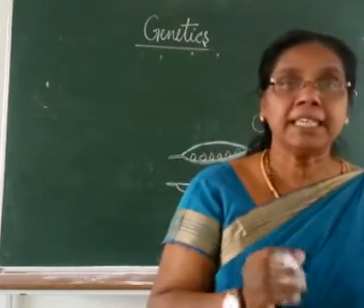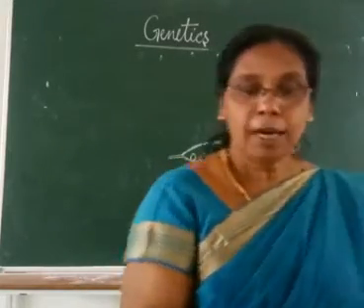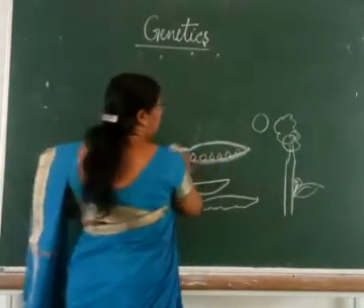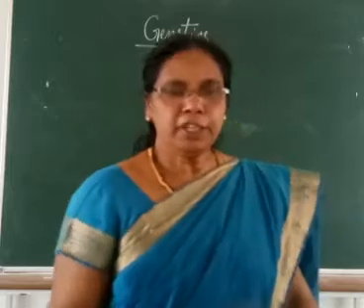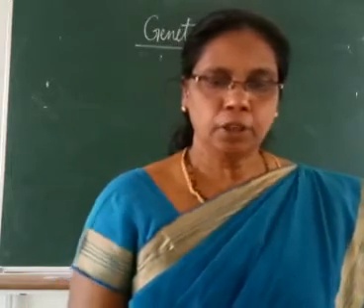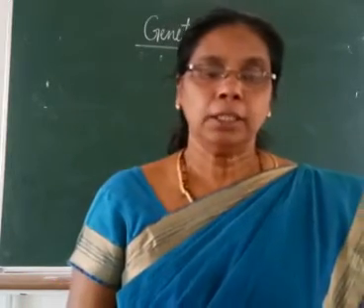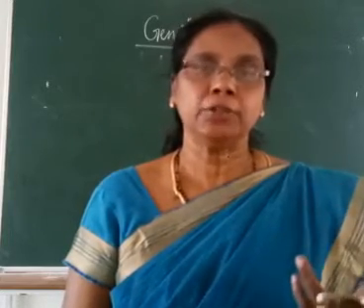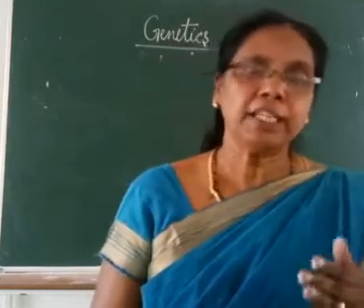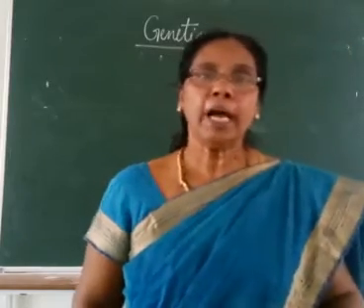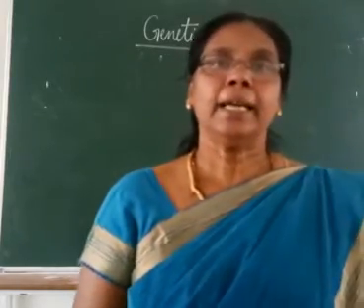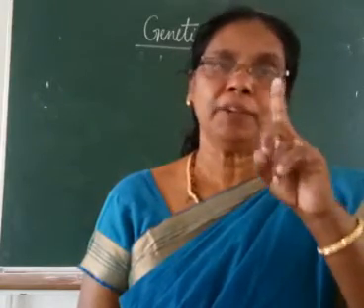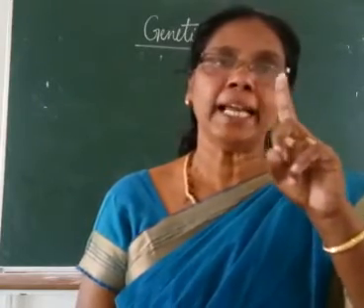Case 1. First, we can see what happens when we crossbreed these two plants. In the first case, it is called a monohybrid cross. Two types of crosses are there: one is monohybrid and the next one is dihybrid. First we are studying the monohybrid cross, that is a cross between two plants differing in only one character.